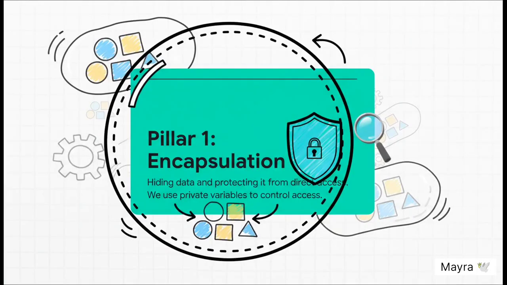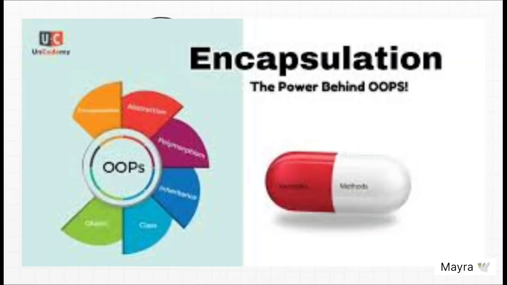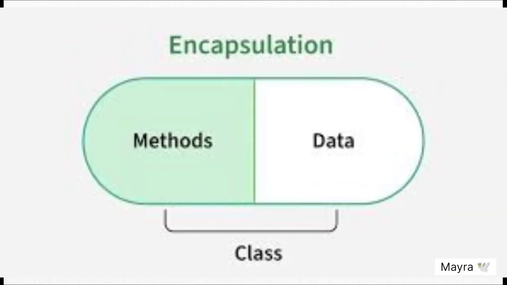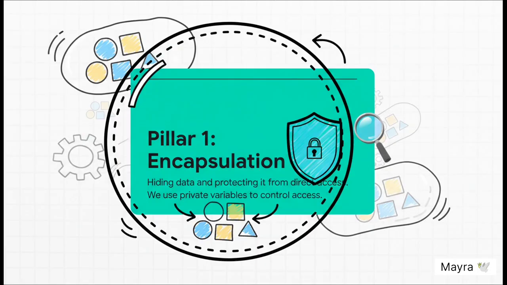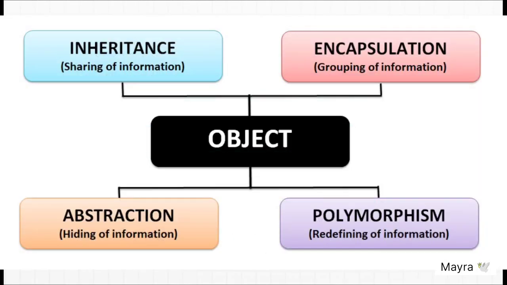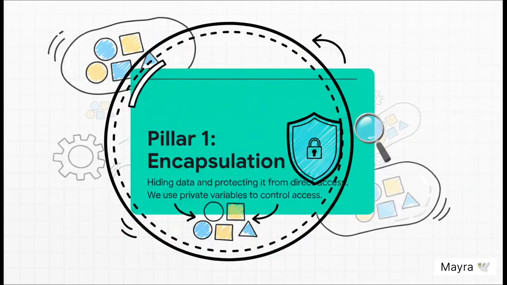Our first superpower is encapsulation. The main idea here is to bundle an object's data and the methods that work on that data all together into one neat package. It's like a protective capsule. The important stuff is kept safe inside, protected from the outside world. This is how we protect our data from being changed by accident.